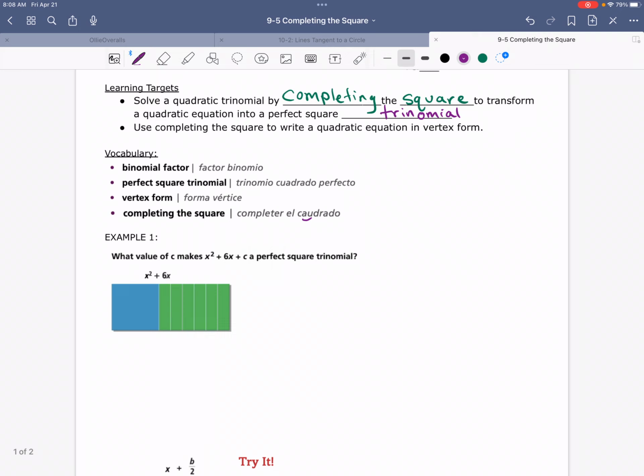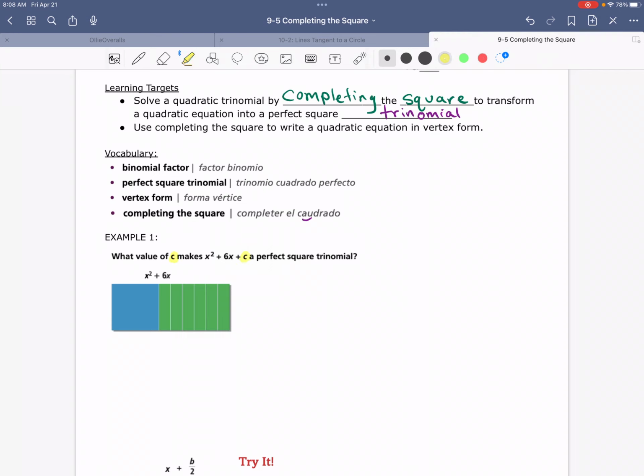Example 1. What value of c makes x squared plus 6x plus c a perfect square trinomial? So I'm actually going to change that to yellow highlighter. We'll see why in a minute.